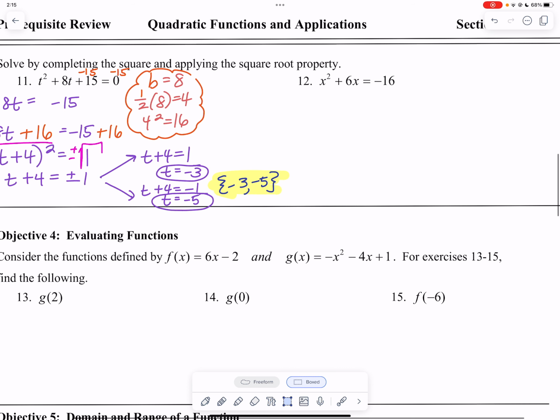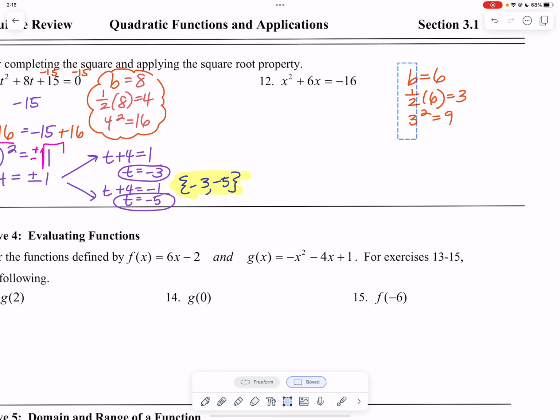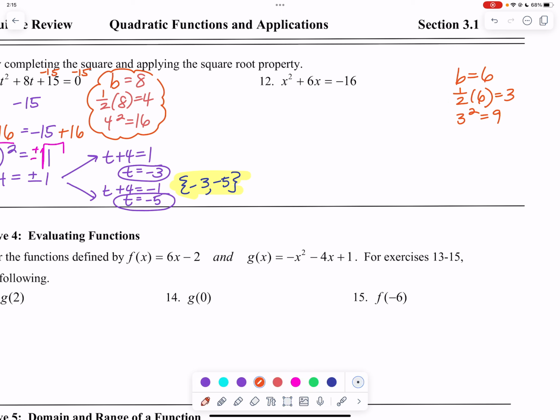Okay, let's do the same thing. We want to have b is equal to 6. 1/2 of 6 is 3. And 3 squared is equal to 9. So that is actually what we are going to add to both sides of the equation. So we will have x squared plus 6x, and of course we have that negative 16. And here we will add 9 to both sides. And now we have x plus 3 all squared, and that's equal to negative 7.